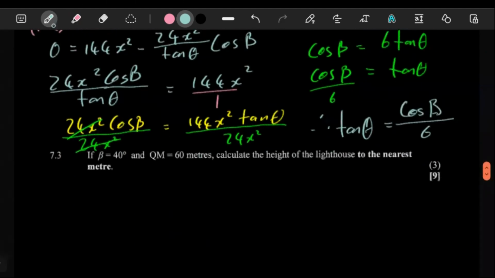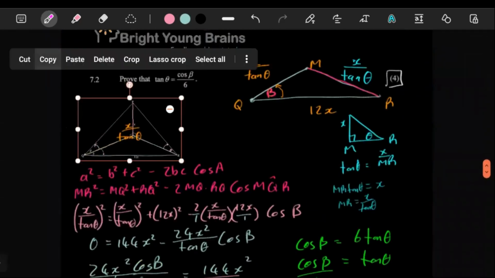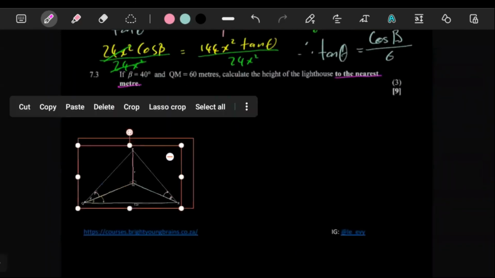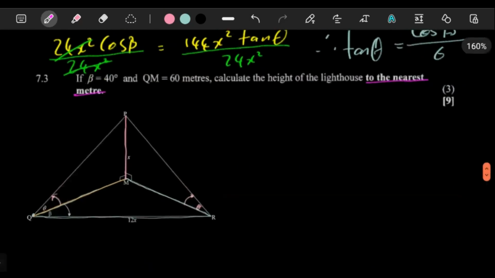For 3 marks here, they said if beta is this and QM is this, calculate the height of the lighthouse to the nearest meter. So we just need to work out x. Let's see what our image looks like. We can use the first thing that we worked out. But now we have beta. We can use the triangle down here, I think. We can just work out the length of QR.